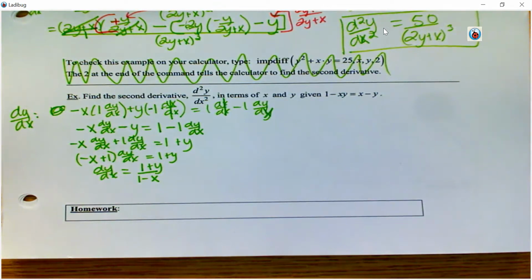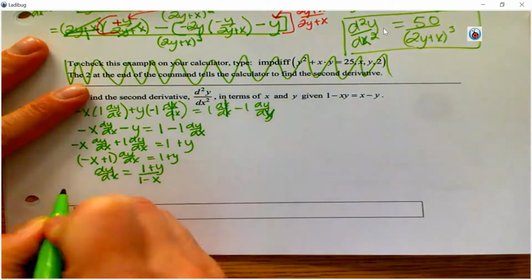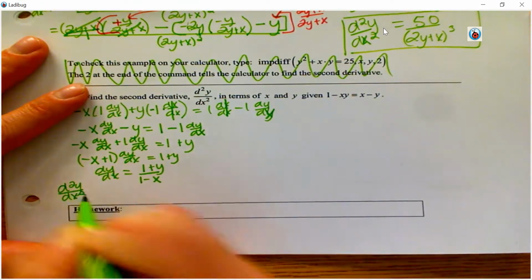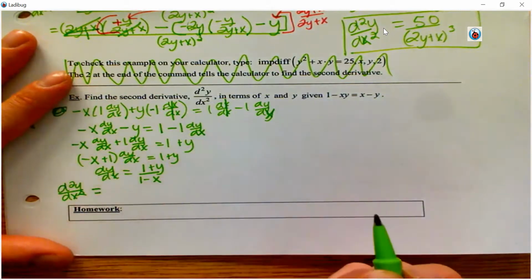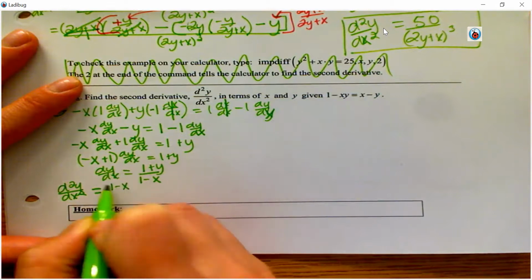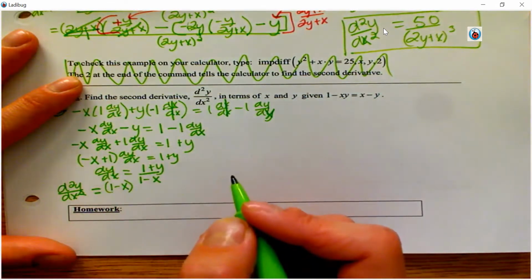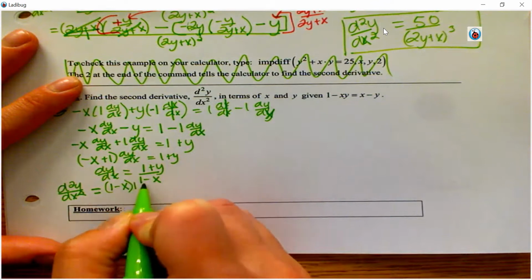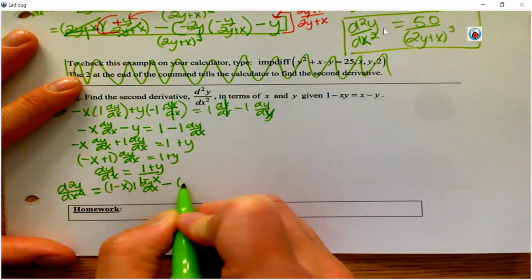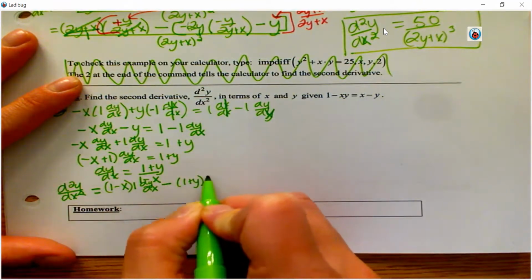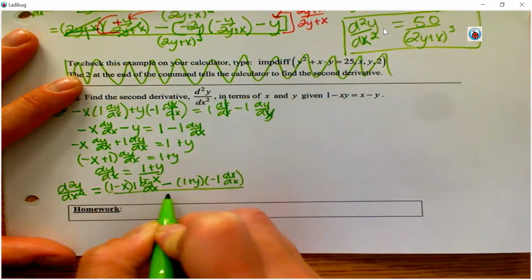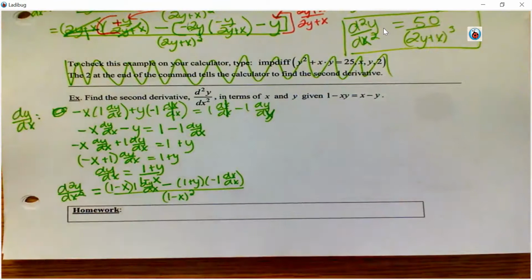Okay, now we've got to find the second derivative. So we're looking for the second derivative of y with respect to x. And then we've got quotient rule again. So low d high minus high d low. Low is 1 minus x. Derivative of the high function is 1 dy dx. Minus high, which is 1 plus y. Derivative of the low is negative 1 dx dx. All over low, which is 1 minus x squared.